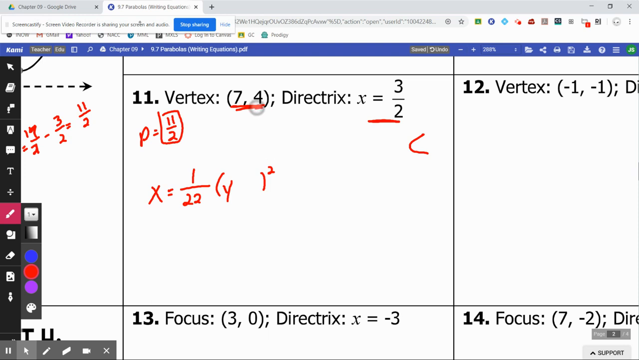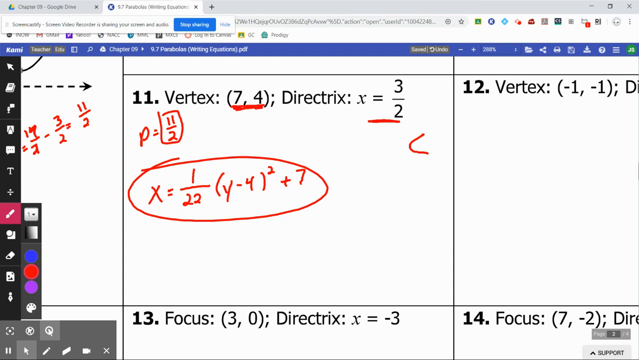Now we are translating this one, so we need the y stuff in parentheses. We're going to translate it up 4 by putting a -4 on our y. We're going to move it right 7 by adding a 7 on the outside, and there is your parabola. Number 12.